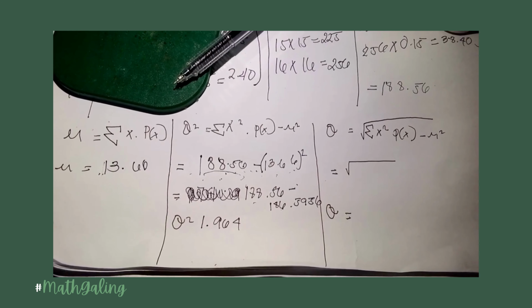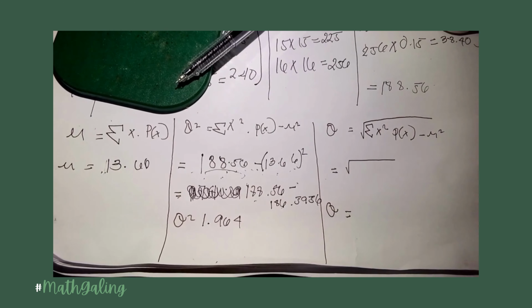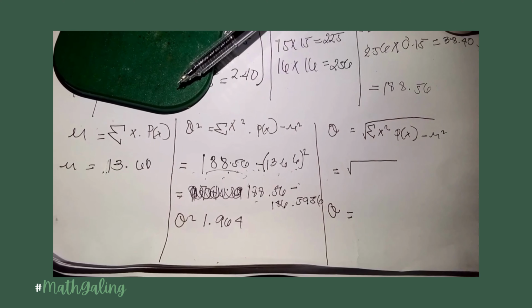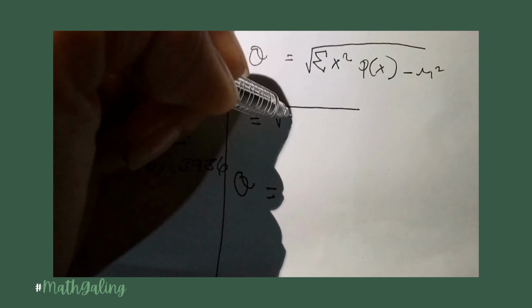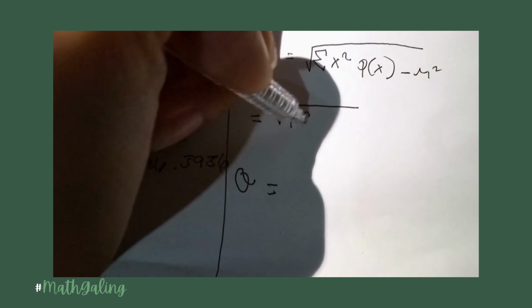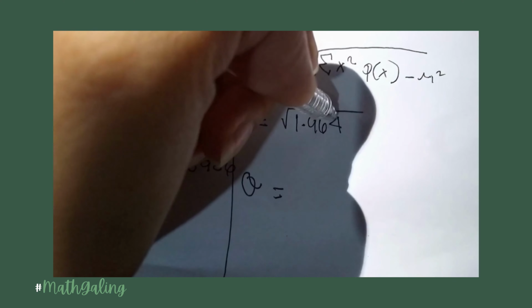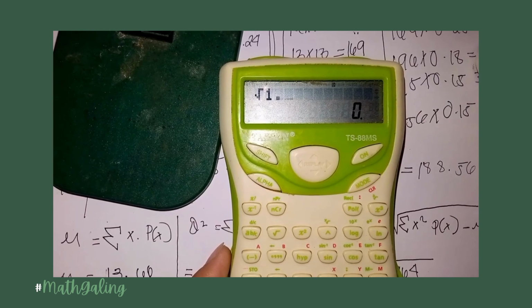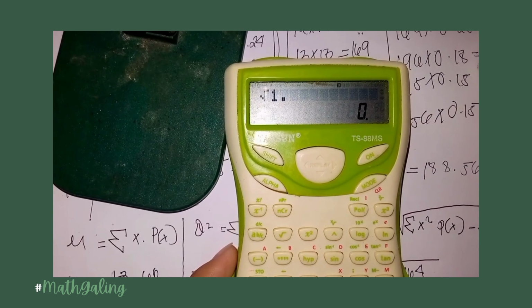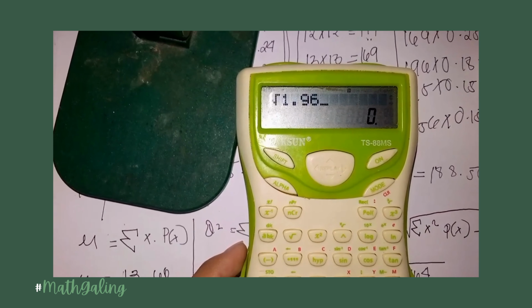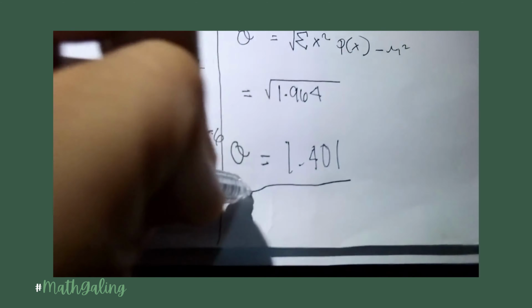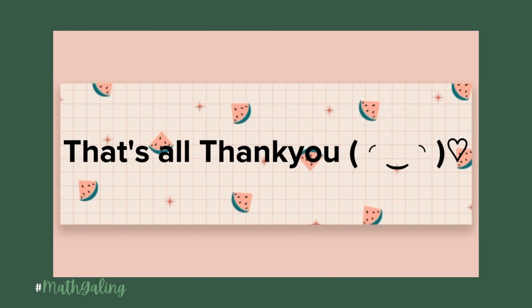To determine the standard deviation, we simply get the square root of our variance. Our variance is 1.964. And now we're going to calculate this. The square root of 1.964 is equal to 1.40. We have calculated the value of the mean, the variance, and the standard deviation.